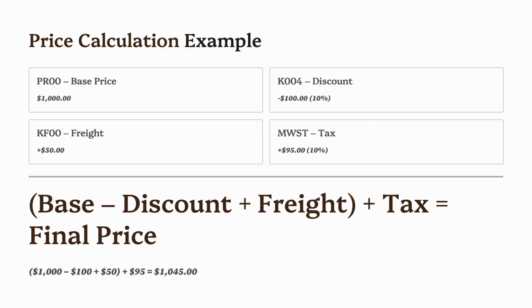3. Condition types like PR00, K004, KF00, and MWST each play a unique role. 4. Access sequences decide where SAP looks for valid prices. 5. Pricing procedure ties it all together. Step by step, it adds, subtracts, and calculates your final amount. 6. And finally, in a sales order, SAP automatically pulls everything to calculate the total with full transparency.